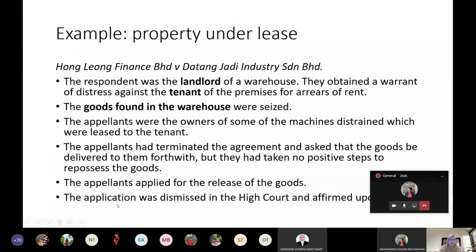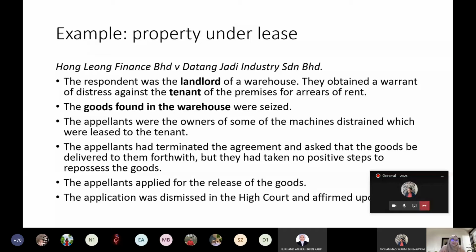Okay, in this case, the application was dismissed in the High Court and affirmed upon appeal. Okay, so the court considered, so basically it's at the discretion of the insolvency department as to whether to release the goods under the possession of the tenants which are under reputed ownership.